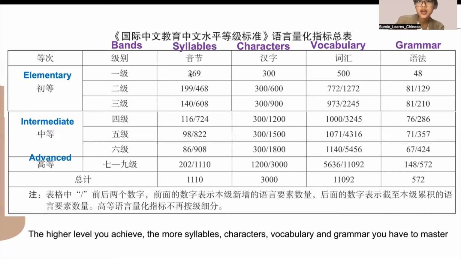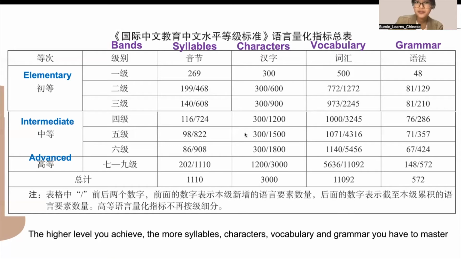If you are level 1, you learn 269 syllables, and then you want to move on, you want to attain the level 2, the band 2 test, you have to calculate both of them together. So it means 269 syllables you have learned in elementary level, and then you will learn another 199 new syllables in level 2. So in total, it is 468 syllables you have learned in both band 1 and band 2.